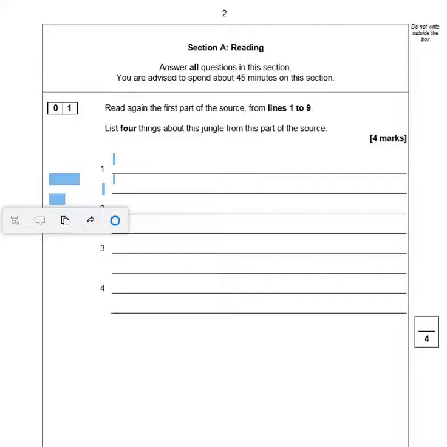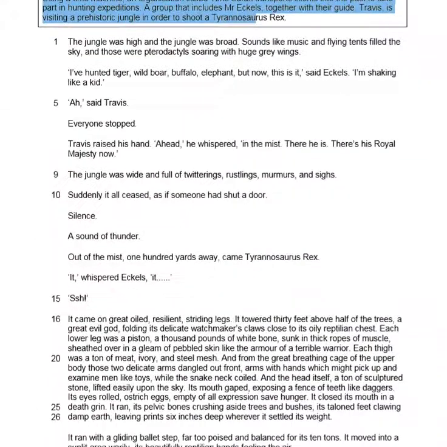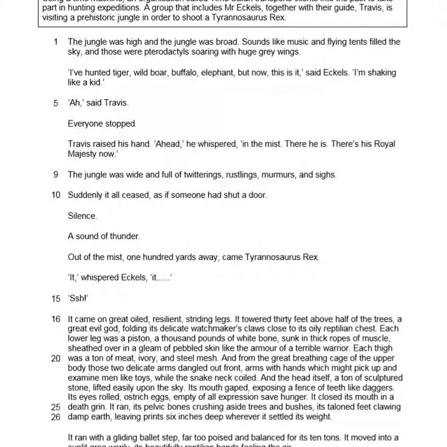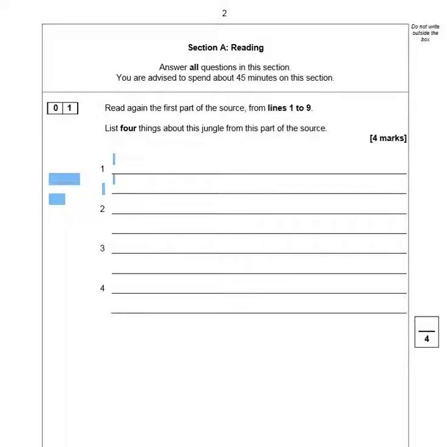We'll do a quick one. If we go to the insert, lines 1 to 9, this bit here. List 4 things from the jungle. The jungle was high and the jungle was broad. Well, there's 2 things. You could put both of them down in one line and you might get 2 ticks, 2 marks for that. So it's just simple. Take a quote, copy it, and write it down there. That's as simple as it is for question 1.